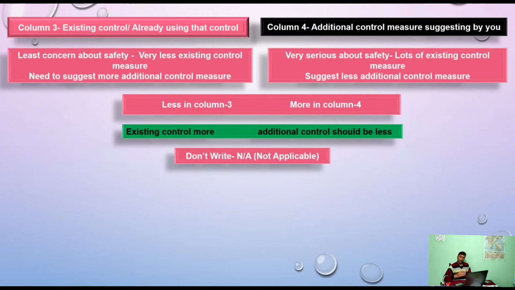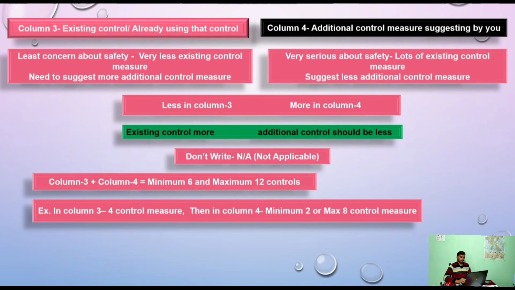and column number 4. Boss, let me finish this confusion too. Column number 3 and column number 4 together should have a minimum of 6 and a maximum of 12 control measures. For example, if you have 4 control measures in column number 3, then you should write a minimum of 2 controls in column number 4 and a maximum of 8 control measures.